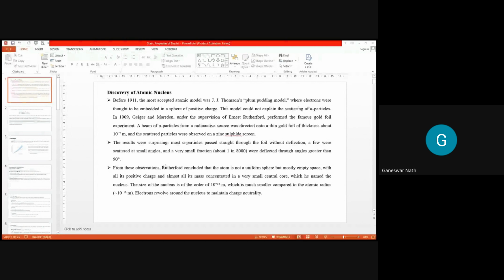To explain this angular distribution of scattered alpha particles, Rutherford derived a scattering formula, that is d sigma by d omega, which is nothing but the scattering formula here. You can see that it is Z square by 16 pi epsilon 0 E whole square into 1 by sine to the power 4 theta by 2, where Z is the atomic number, E is the kinetic energy of the alpha particle, and theta is the scattering angle. And this theoretical result was in excellent agreement with the experimental data, confirming the nuclear model of the atom.